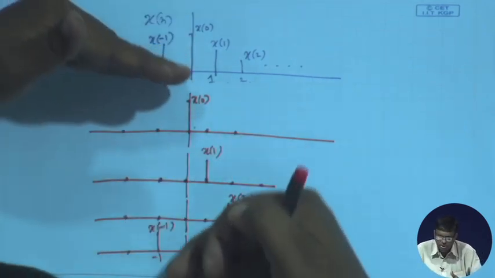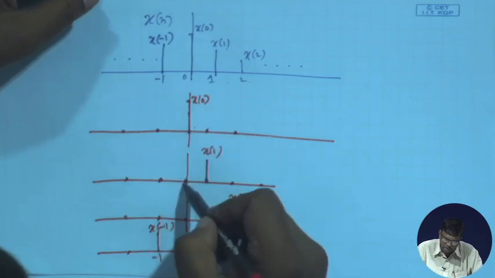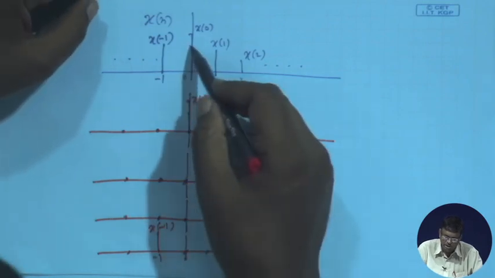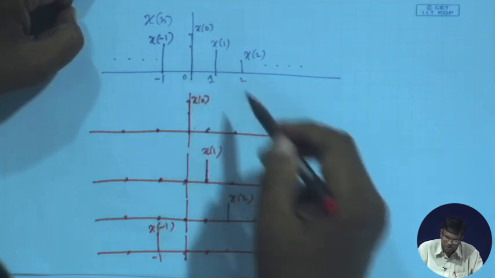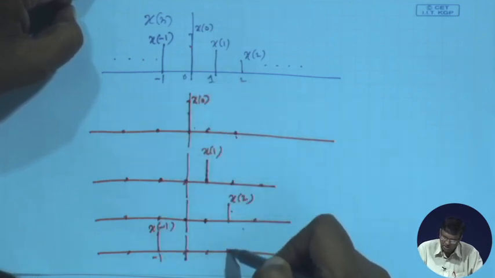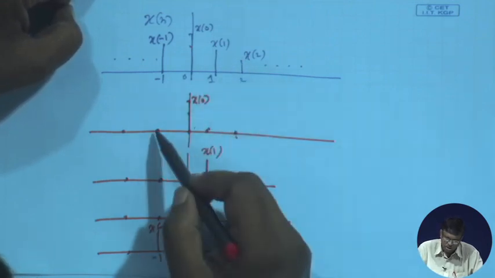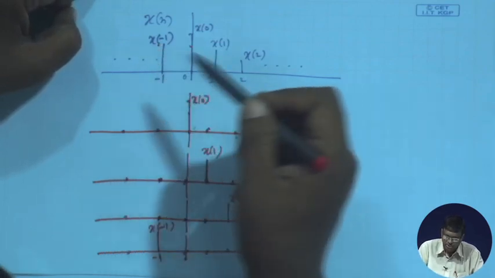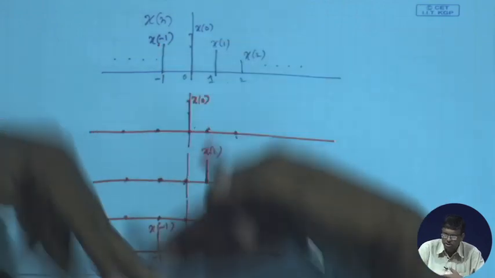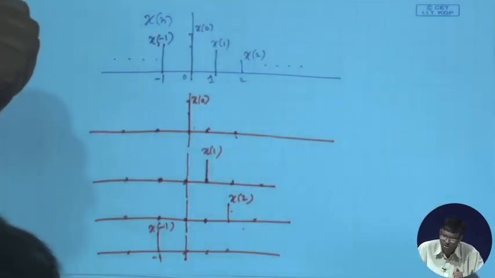If I add all of them, x 0 plus 0 plus 0 plus 0 plus 0, you get x 0, x 0 plus x 1 plus 0 plus 0 plus 0, you get x 1, 0 plus 0 plus x 2 plus 0 and so on, you get x 2, 0 plus 0 plus 0 plus x minus 1 plus 0, you get x minus 1. So, by adding them, that is superimposing them, you get back your original sequence.